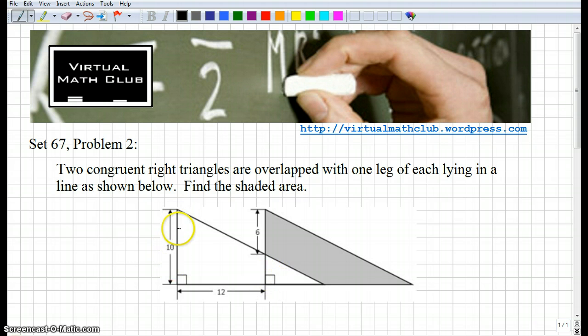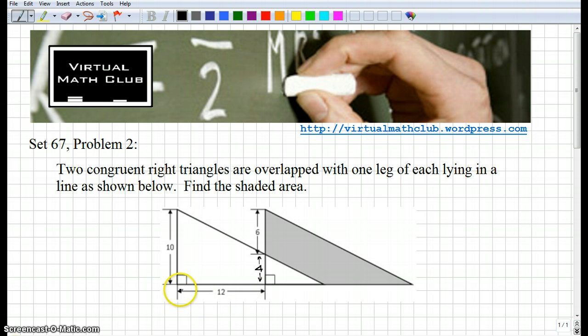So, first thing, we're told that these triangles are congruent. This one and this one. Okay? We're given some dimensions, so this is 10. And because these triangles are congruent, this whole side of this other triangle that's partly shaded also has to be 10. So this section down here has to be 4 units, alright? This distance here.